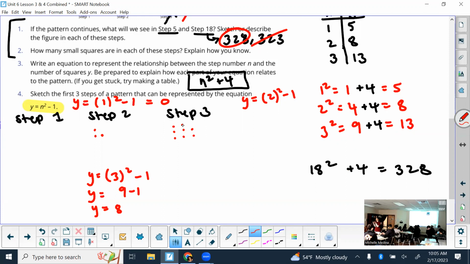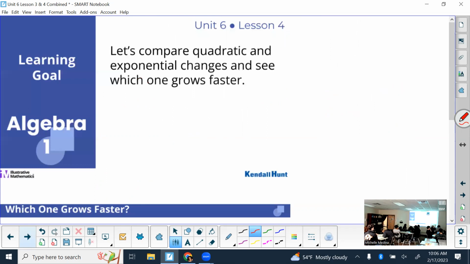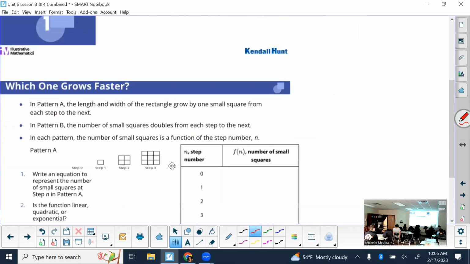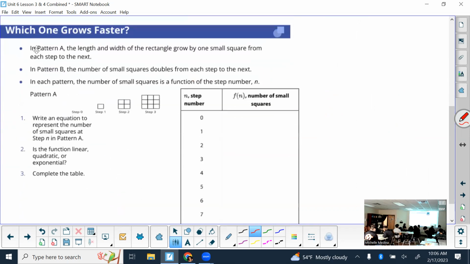So if you see that it's growing by a similar pattern to what we've seen, then you could assume it's quadratic, but here's how you really know: by attaching it to numbers and seeing the pattern within that pattern. So questions on that? All right, so 3 and 4 are combined. Don't worry, it's one homework for the 2 lessons. It's already in Schoology.